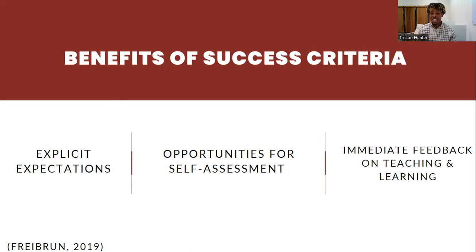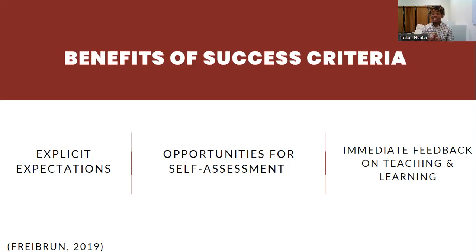Having those explicit expectations is really beneficial for students, especially if the student feels like, oh, I have no idea what I'm doing. This at least gives them an idea of what they should be doing. Alongside that, it provides an opportunity for self-assessment. We talked about self-assessment already, but with success criteria, the big thing is that students are able to look at the success criteria, and then go back and look at their own work and do a compare and contrast on their own, long before they come to the teacher to ask for support or tell them, hey, I'm done with the work.